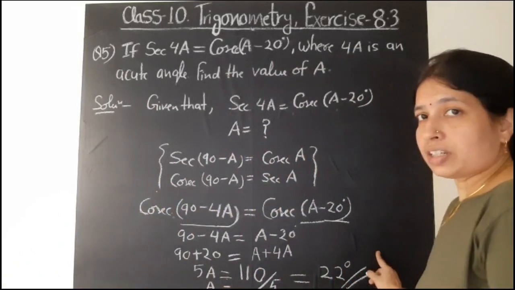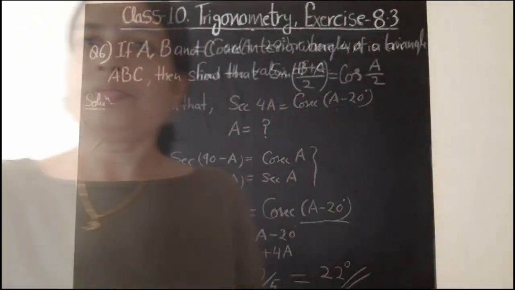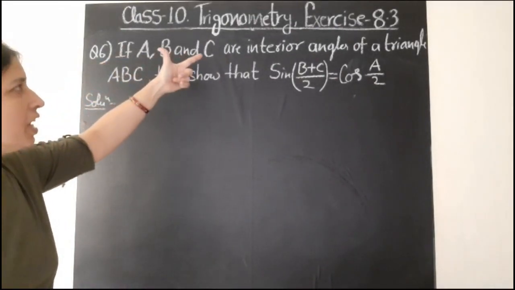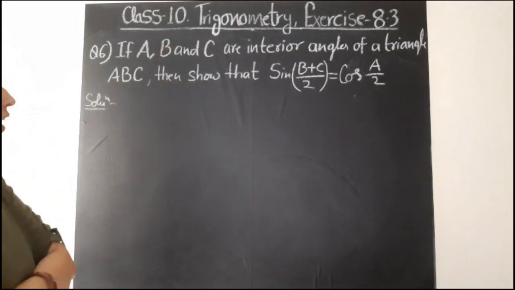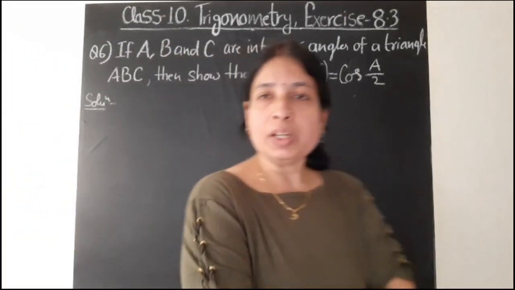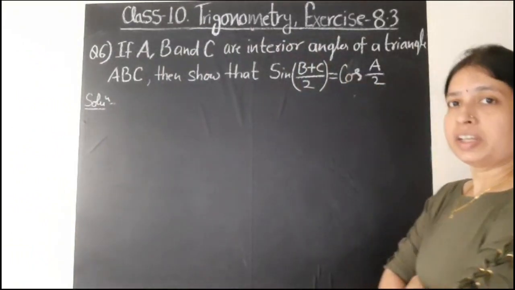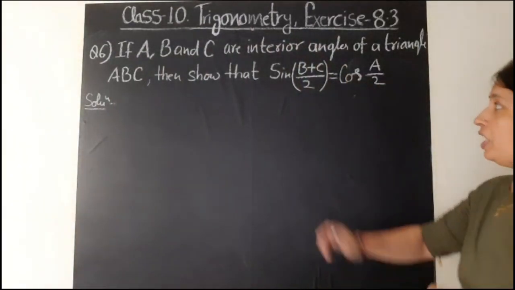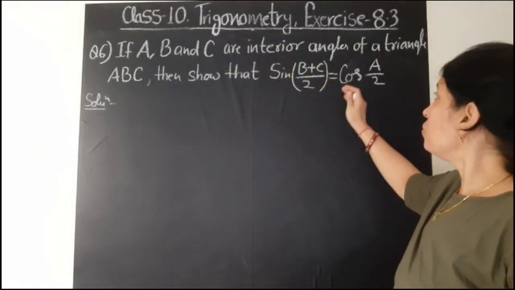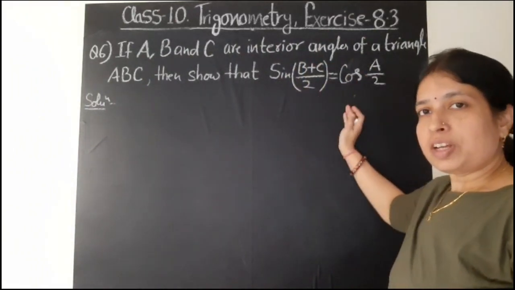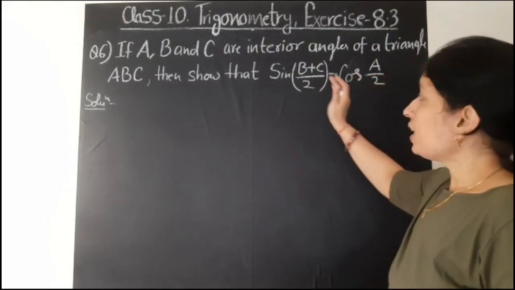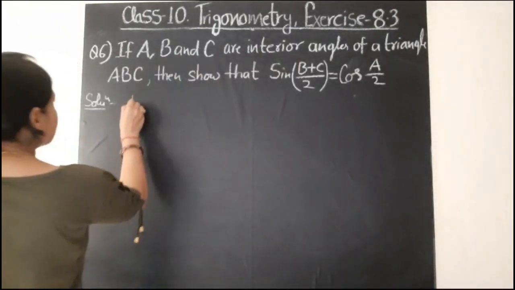This is your answer. So question number 6 is, if A, B and C are interior angles of a triangle ABC, then show that sin of (B plus C) by 2 is equal to cos A by 2. So here we have to prove that sin (B plus C) by 2 is equal to cos A by 2. So first we take LHS and then we prove RHS. So take LHS. What is LHS?